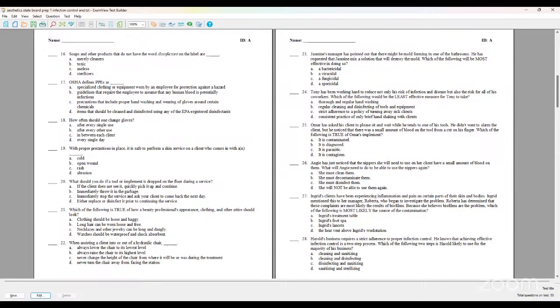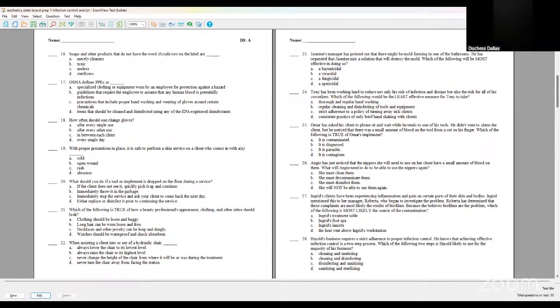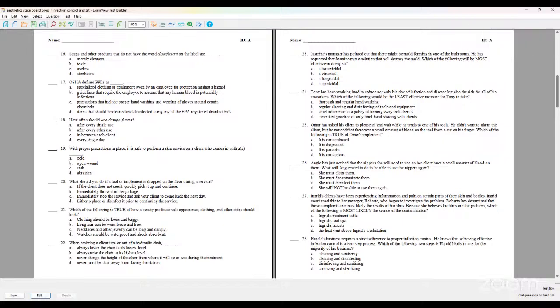17. OSHA defines PPE as A, specialized clothing or equipment worn by an employee for protection against a hazard. B, guidelines that require the employee to assume that any human blood is potentially infectious. C, precautions that include proper hand washing and wearing of gloves around certain chemicals. And D, items that should be cleaned and disinfected using any of the EPA registered disinfectants. Number 17 is A. Okay.